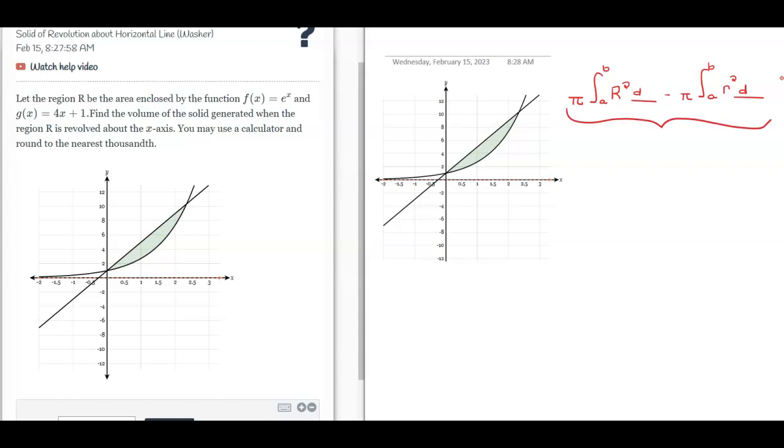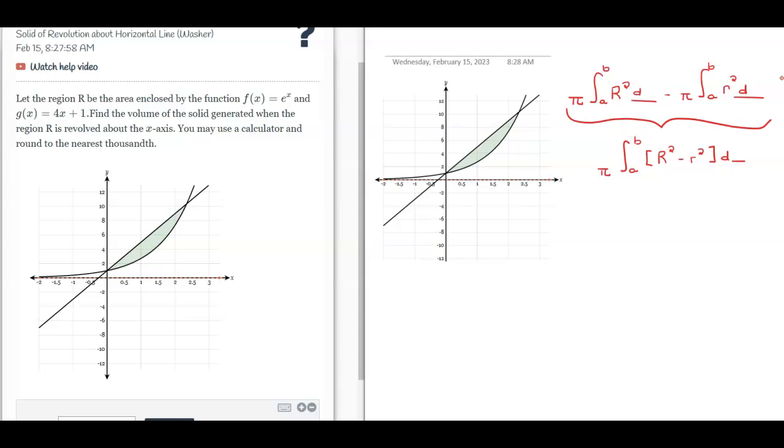Now, a shorter way to write this would be as follows. Both of these have a constant of pi. We are integrating from A to B. And we could write this as our outer radius squared minus our inner radius squared, and then finally d, whatever we're taking our integral with respect to. All right, we have our outer radius squared minus our inner radius squared.